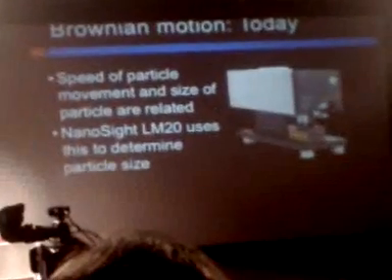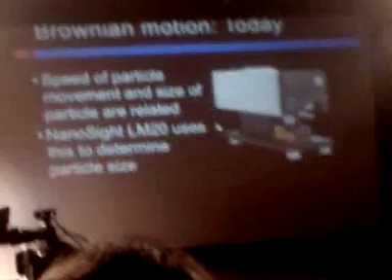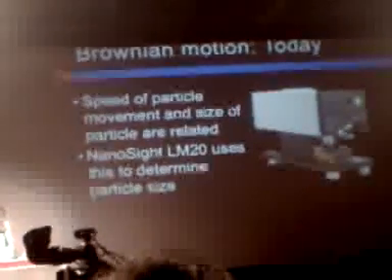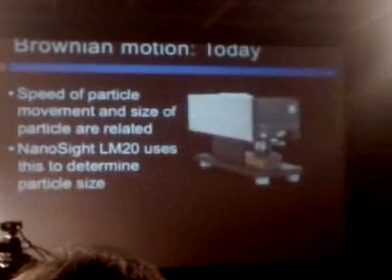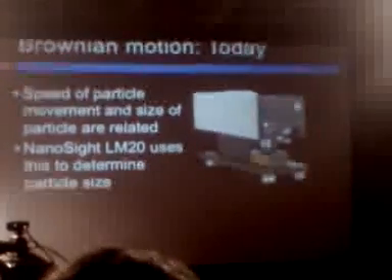Speed and tell us how big those particles are. And this is an instrument called a nanosize LM20 that does that. And I think we're going to try a video here. If it doesn't come up right away, we'll just move on.